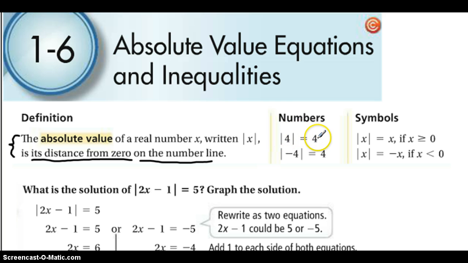The absolute value of 4 is equal to 4. The absolute value of negative 4 equals 4, because 4 is 4 units away from 0, and negative 4 is 4 units away from 0. And the symbols here: the absolute value of x equals x if x is greater than or equal to 0, and equals negative x if x is less than 0. These will come in handy later on.